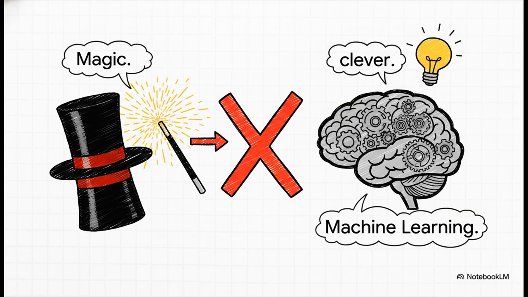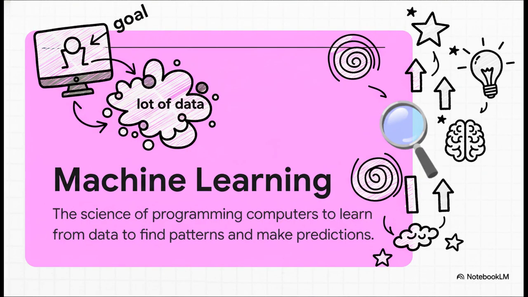Well, it's definitely not magic. And it's not like some programmer wrote a million different rules for every possible spam email out there. That'd be impossible. The real answer is something way more clever. It's a system that has literally learned how to spot the difference on its own. And that, at its heart, is what machine learning is all about.